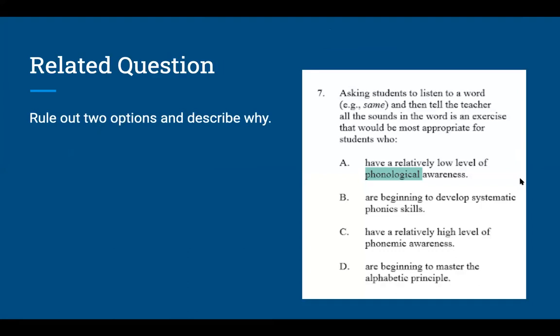Then a similar related question: asking students to listen to the word same and then tell the teacher all the sounds they hear in the word is an exercise that would be most appropriate for students who have a low level of phonological awareness, are beginning to develop systematic phonics skills, have a relatively high level of phonemic awareness, or are beginning to master the alphabetic principle. Of course, these answers look very similar.